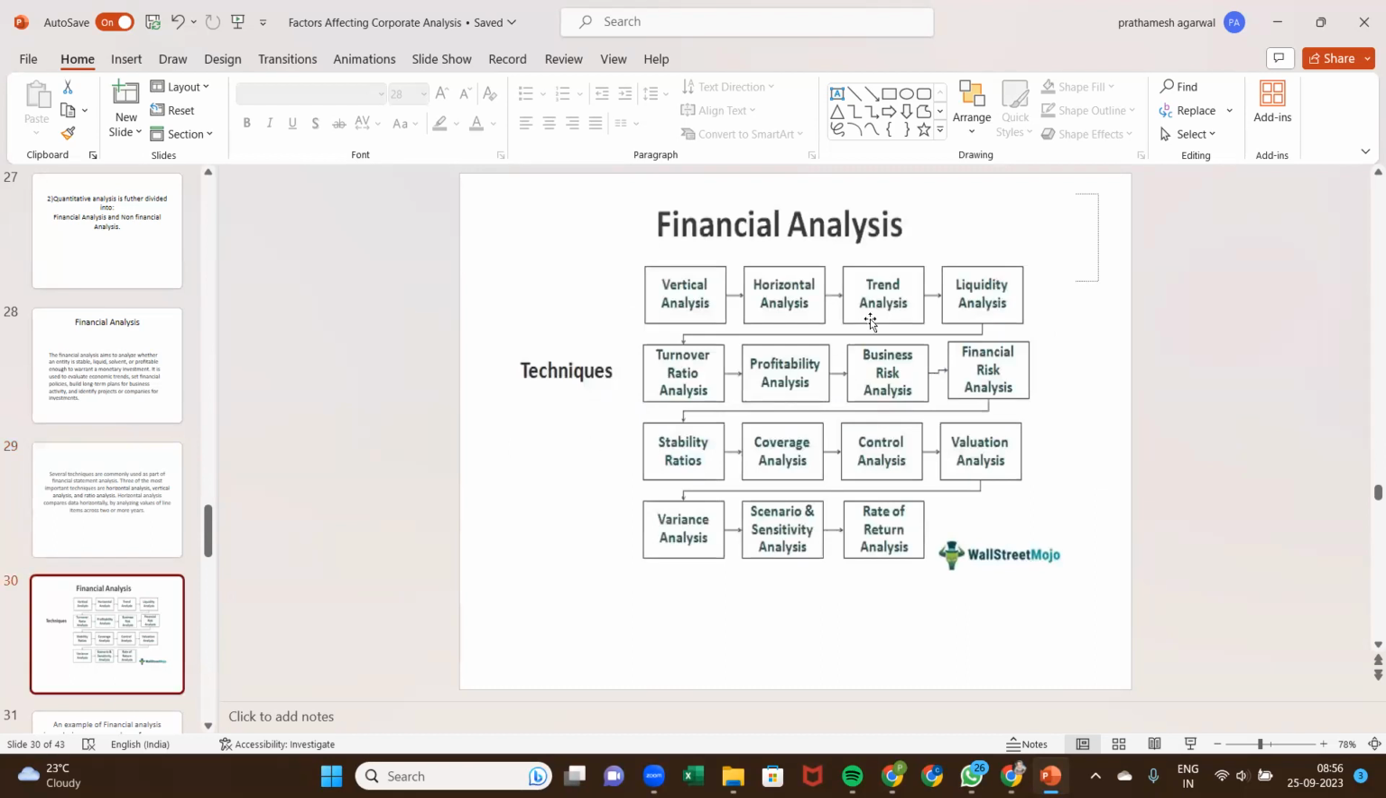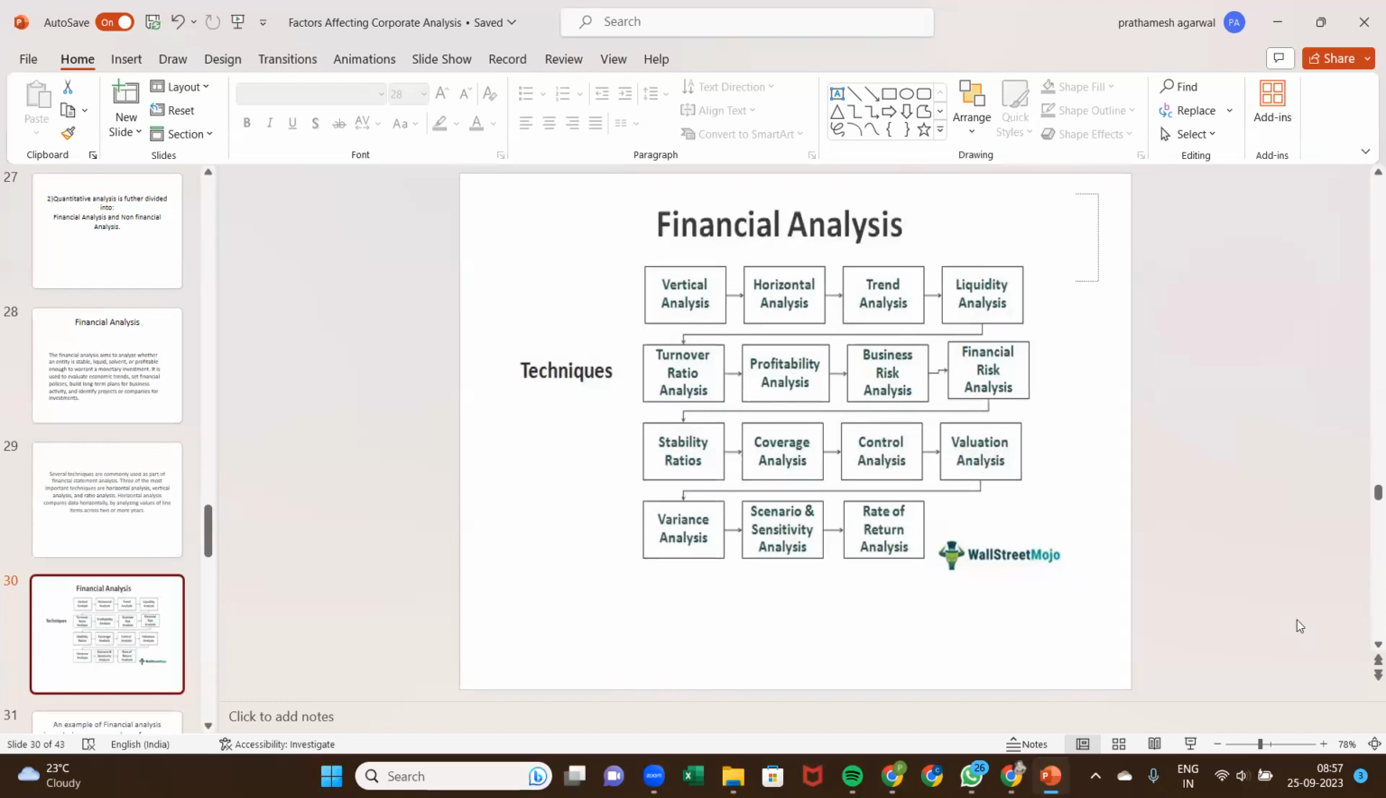See, a simple chart we have: we have a vertical analysis, horizontal analysis, trend analysis, liquidity analysis. Now see here how they are linked. Then turnover ratio analysis, profitability analysis, business risk analysis, financial risk analysis, then stability ratios, coverage analysis, control analysis, valuation analysis.